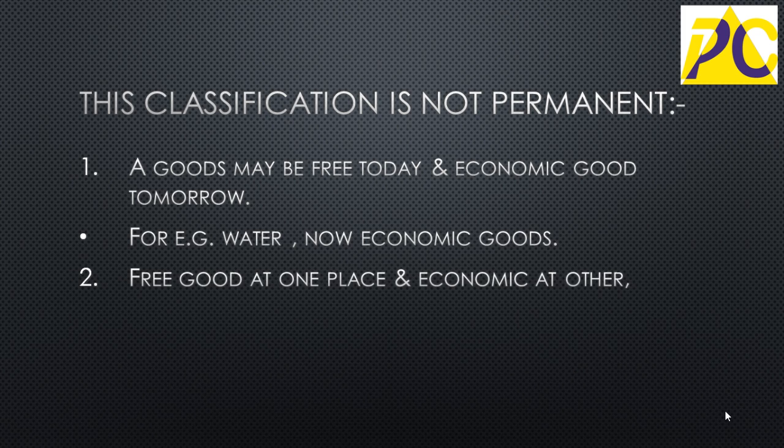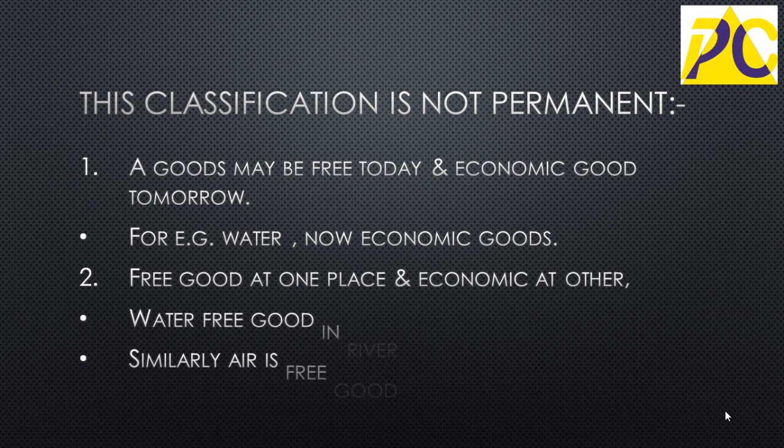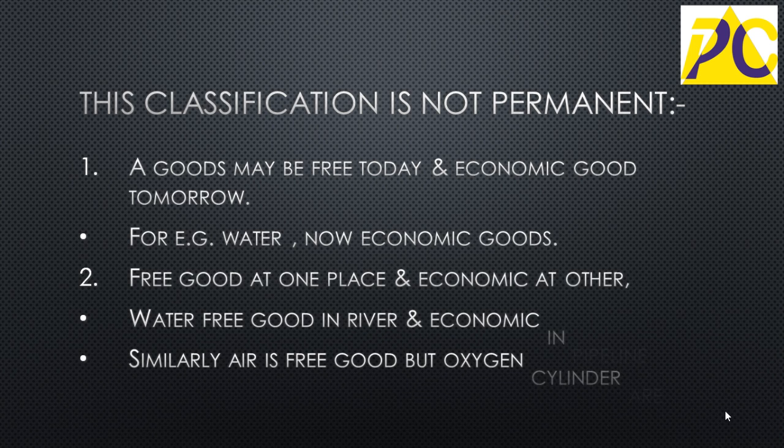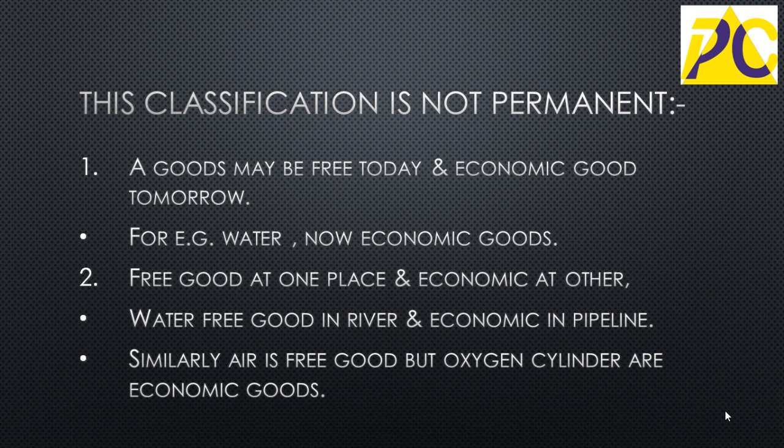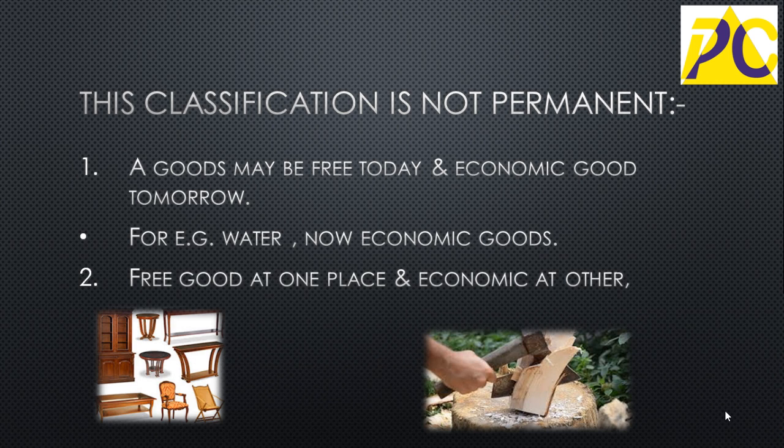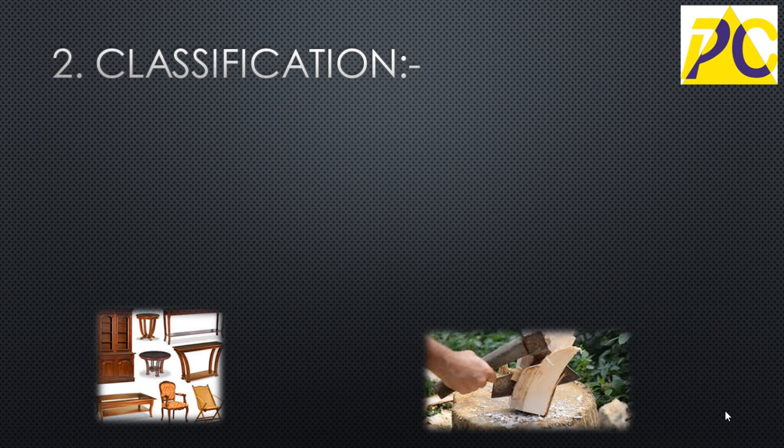Similarly, goods may be free at one place and economic at another place. Let us see an example. Water is a free good if it is in a river and an economic good if it is in a pipeline. Similarly, air is a free good but oxygen cylinders are economic goods because we have to pay a price to buy an oxygen cylinder.